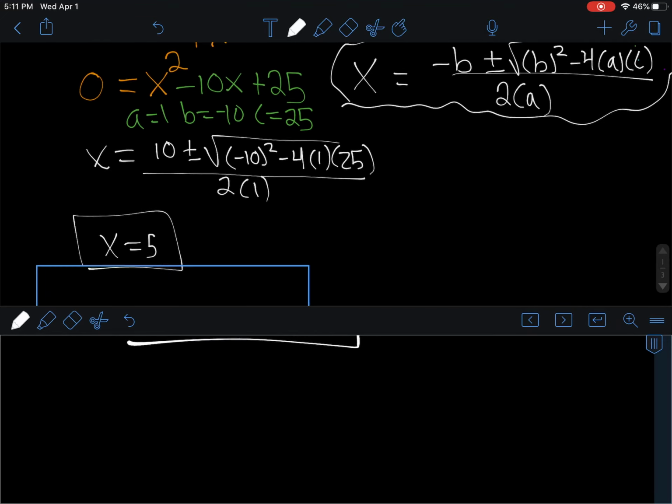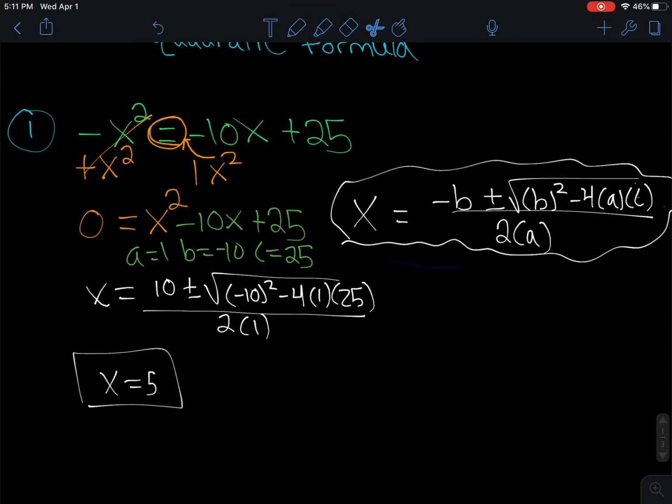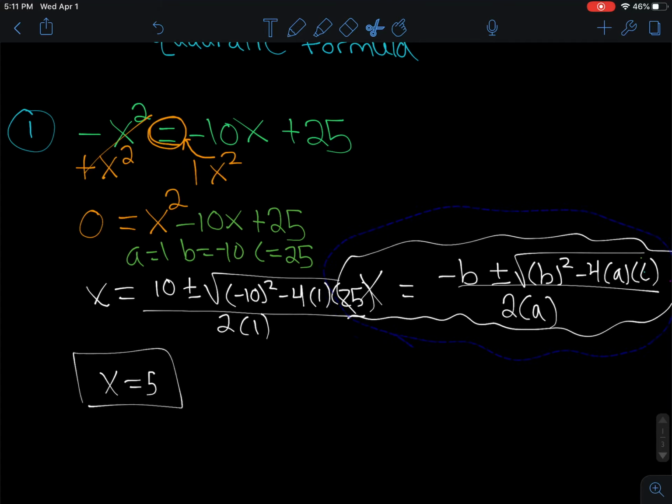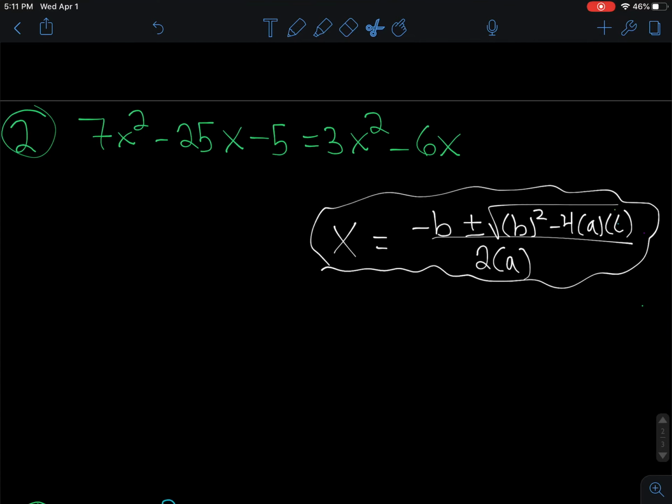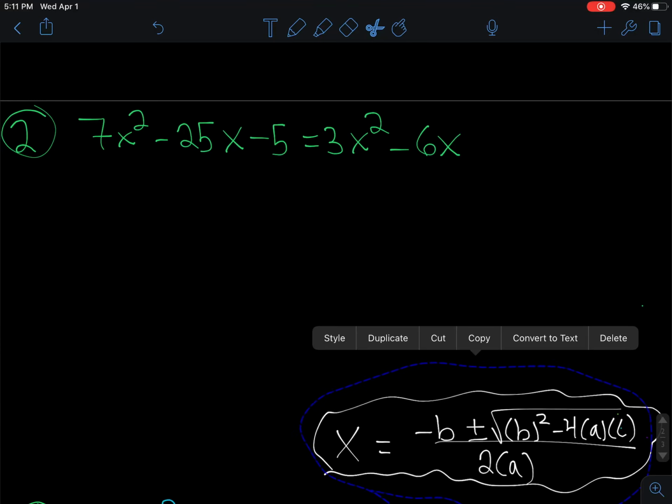All right, moving on to number 2. So again, I'm just going to copy and paste my formula real quick because I'm going to bring it down with me. All right, let's go to the next example now. All right, next example. So this looks a little intimidating at first. Do not let it intimidate you.